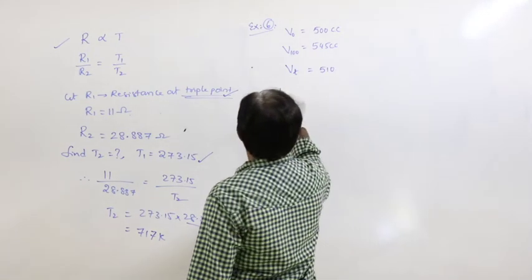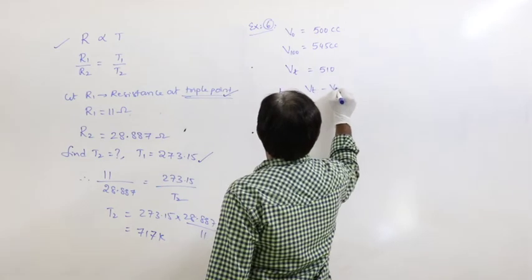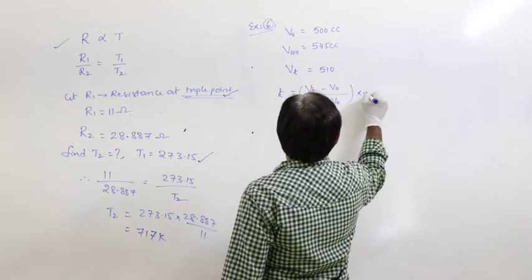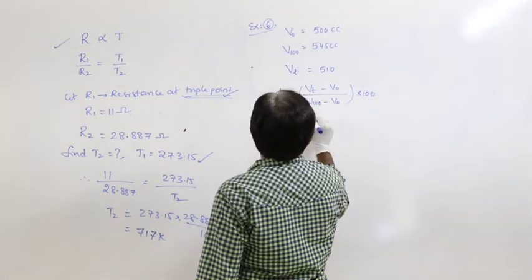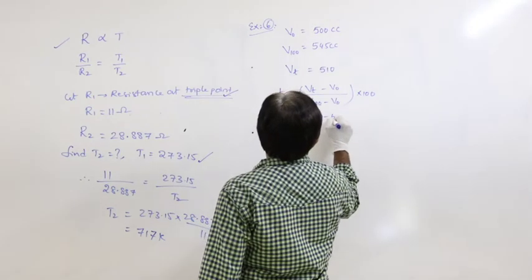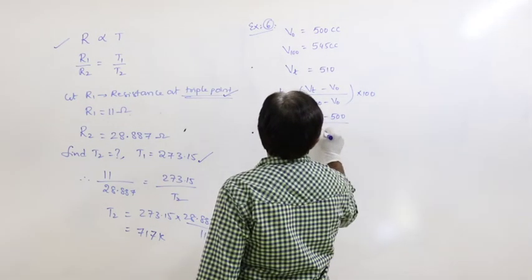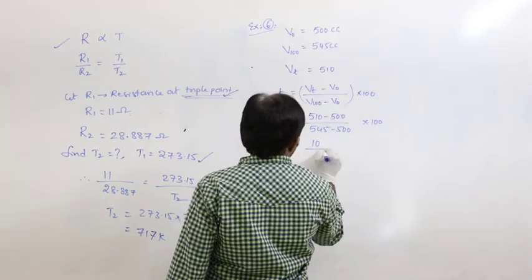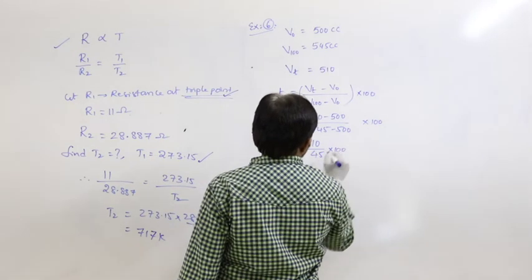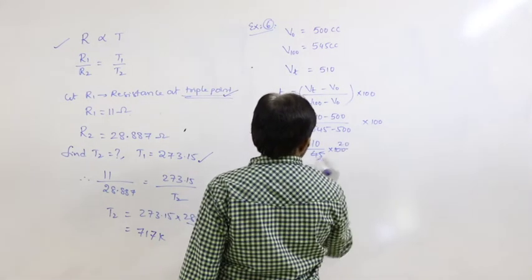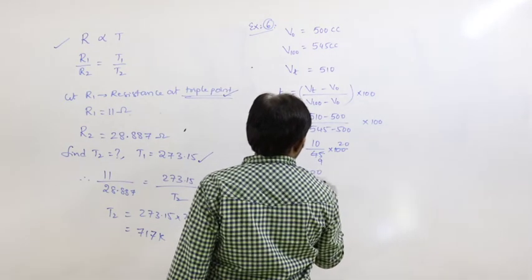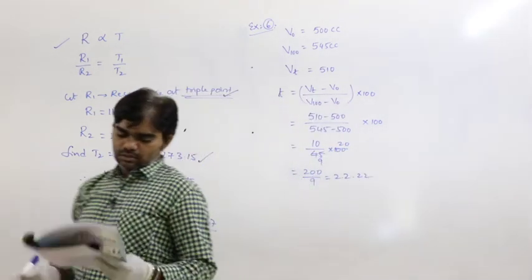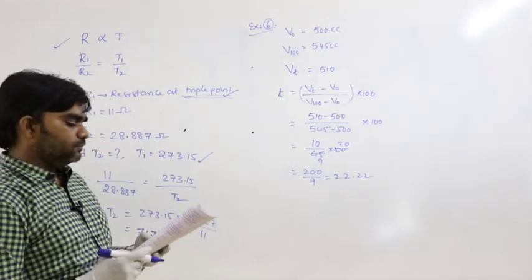So find the temperature using the formula: Vt minus V0 by V100 minus V0 into 100. So that is 510 minus 500 divided by 545 minus 500 into 100. So 10 by 45 into 100, which is 200 by 9, that is 22.222 like that. This is the way to do the problem.